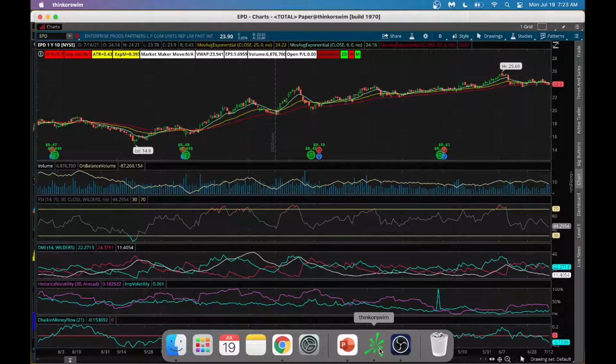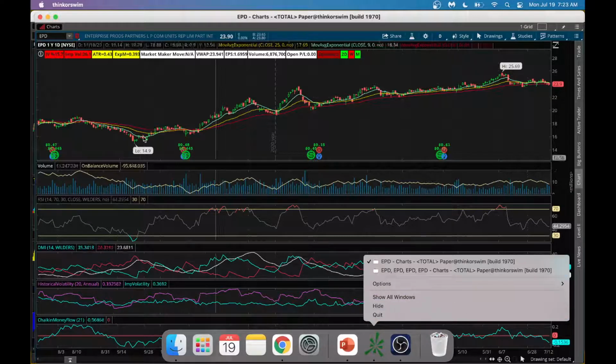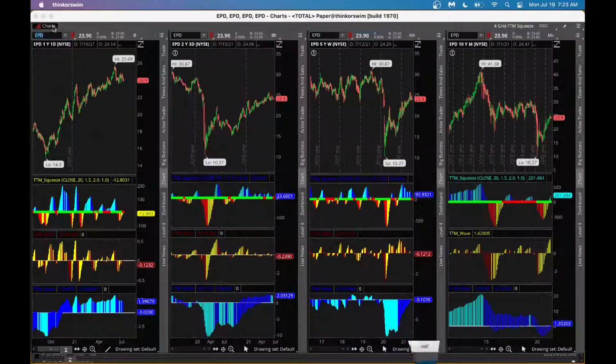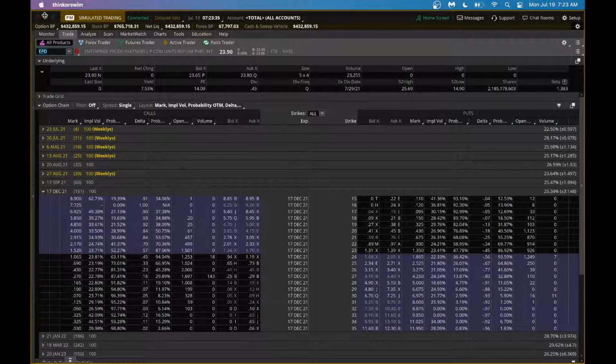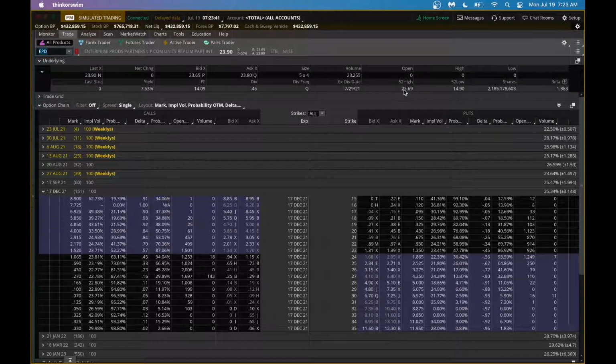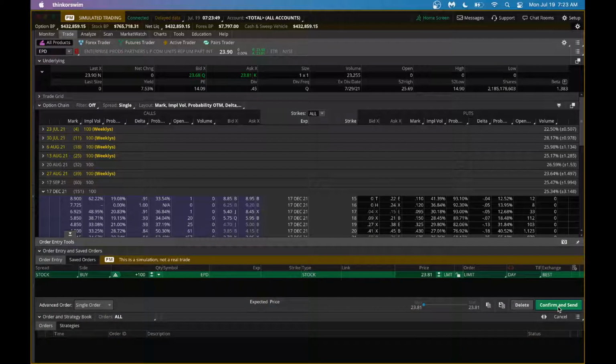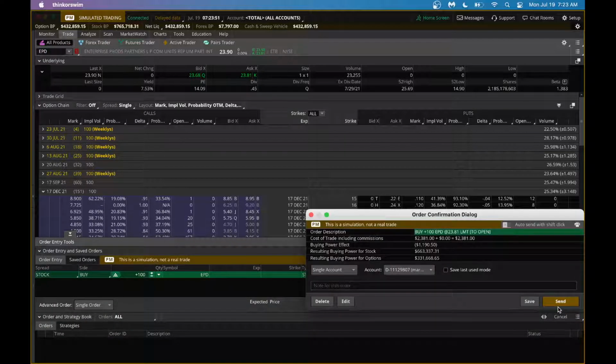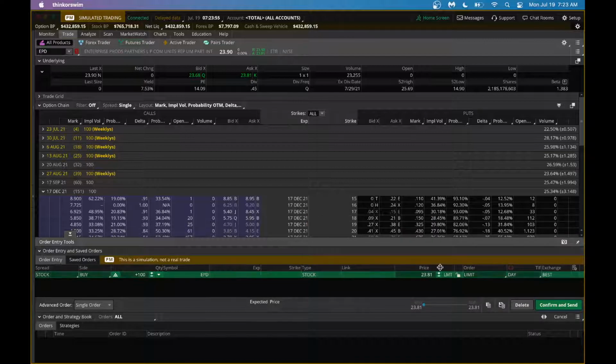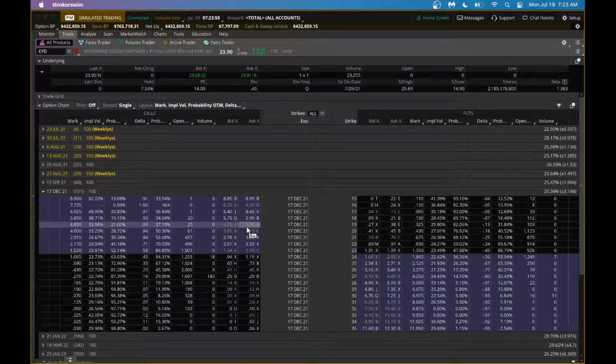So with that, let's jump into the option chain here and see what we can do. So as you can see here, Enterprise Products Partners, $23 stock. Its 52-week high is 25. It's close to its 52-week high. So you could buy the stock outright by clicking on this, and you pay $23.81 and confirm and send. But if you want to play the options game, you could look at the options chain here.